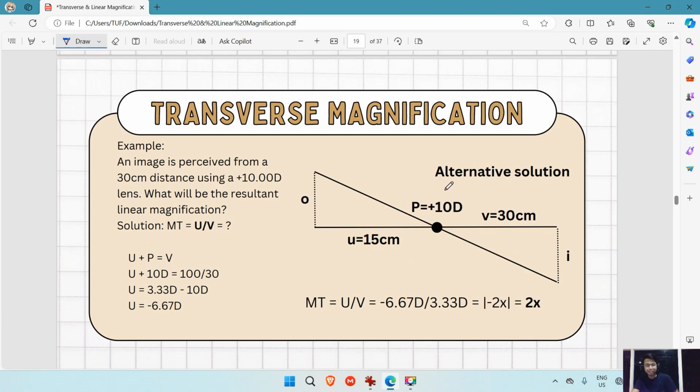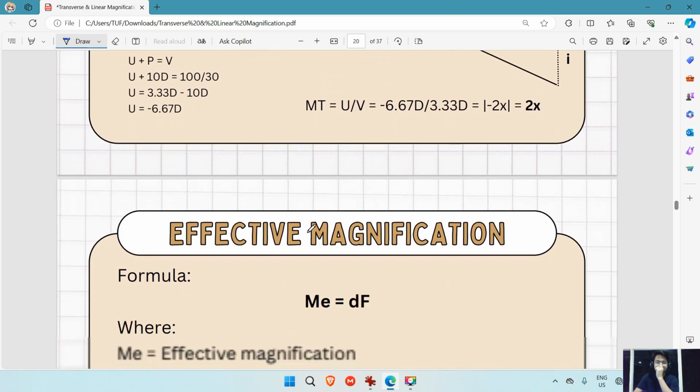So again, we have here an alternative solution. So I'll be skipping this. You can skip this if you want to know what this is about.